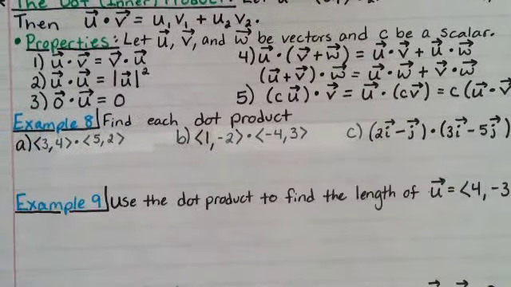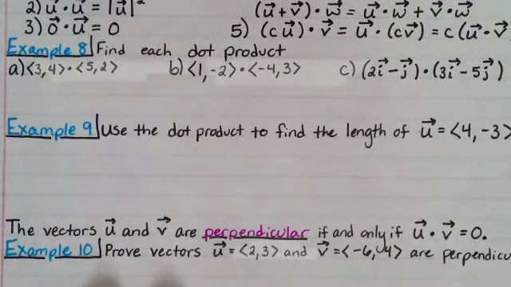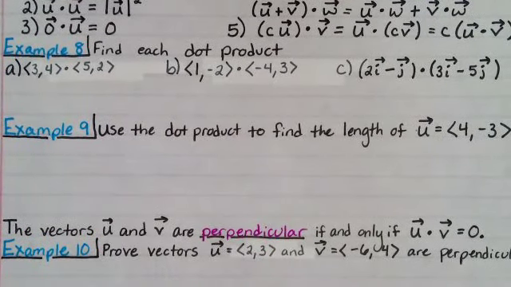Okay, example 9. This is what I was saying a minute ago. We're going to use the dot product to find the length of a vector. Now, we have a property that we're going to be able to use here because with dot products, we need to have 2 vectors to actually do that product with. And I see 1 right here. So I've got to figure out how I'm supposed to use a dot product to find that length.